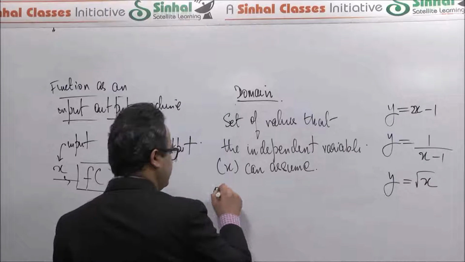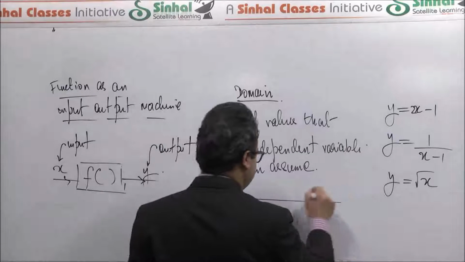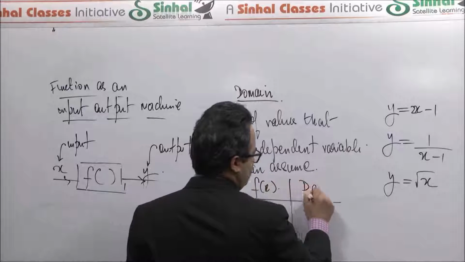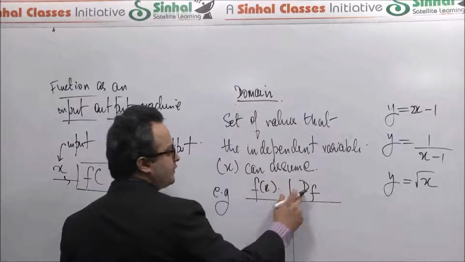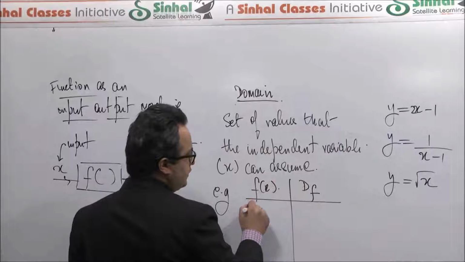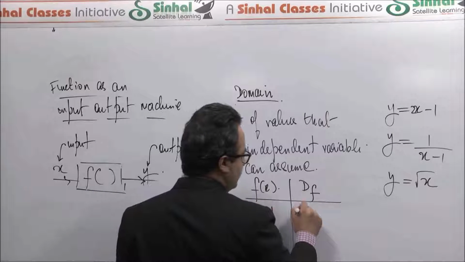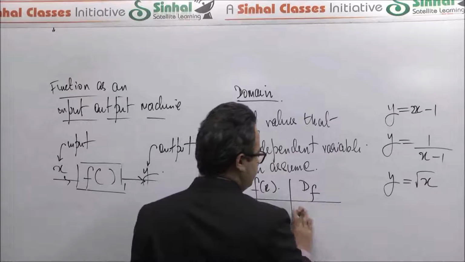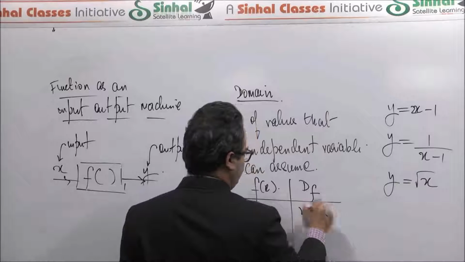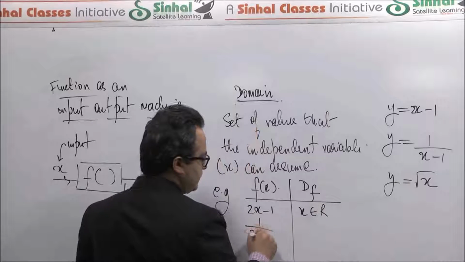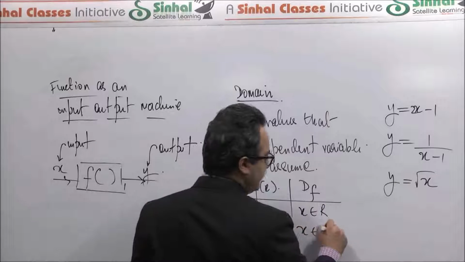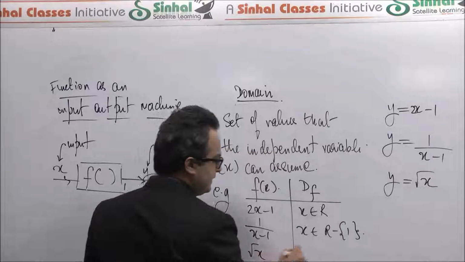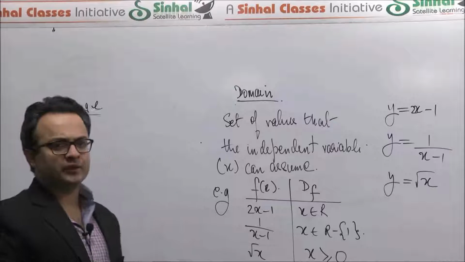As an example, d subscript f over here refers to the domain of f(x). So for 2x minus 1, the domain is all real numbers. For 1 upon x minus 1, I'll say that x can take all real values except 1. And for root of x, the domain is x greater than or equal to 0. The corresponding second important set is something known as the range.